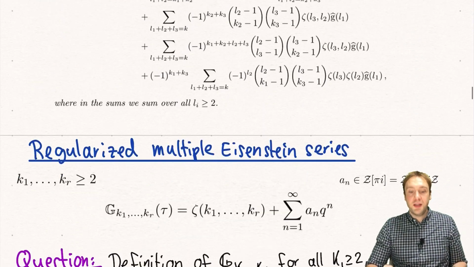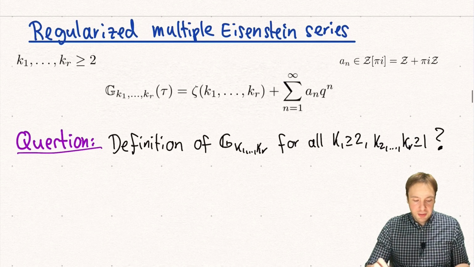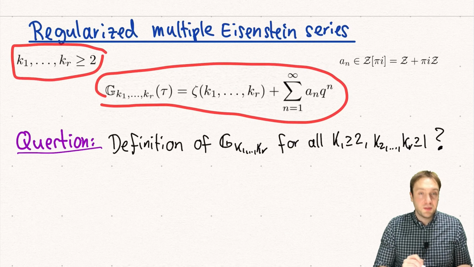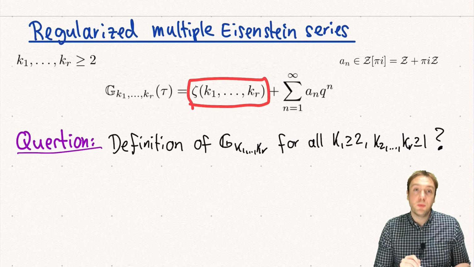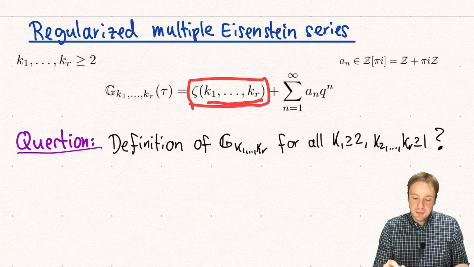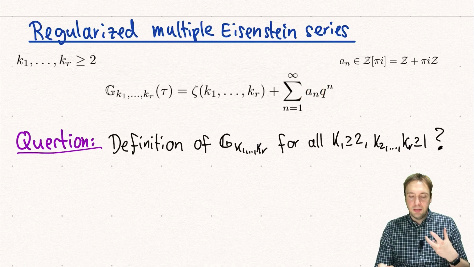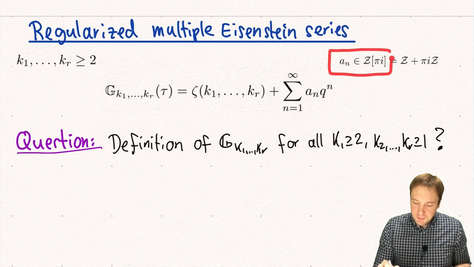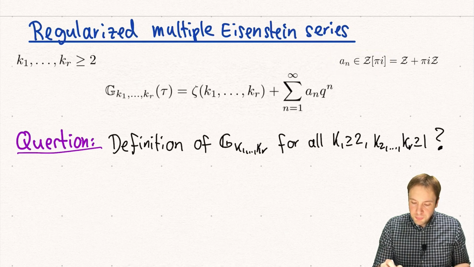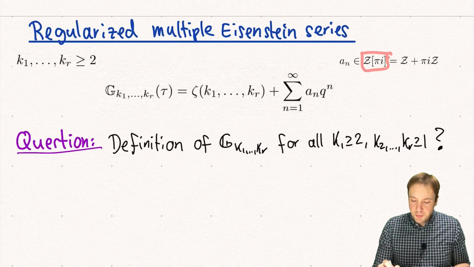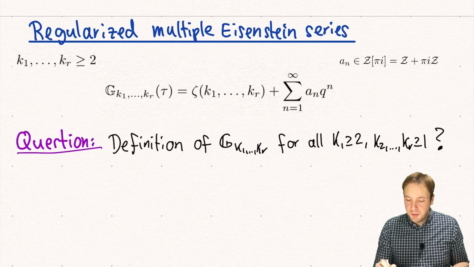Okay, so now today we want to do the following. So these multiple Eisenstein series, they were defined for all integers greater or equal to 2. And they had a Fourier expansion where the constant term was a multiple zeta value of the same index. And then they had some Fourier expansion here where the coefficients are given by multi-zetas and some power of pi i. So this means that these are in this space here, because even powers of pi are multiple zeta values, and odd powers give some complex number here.